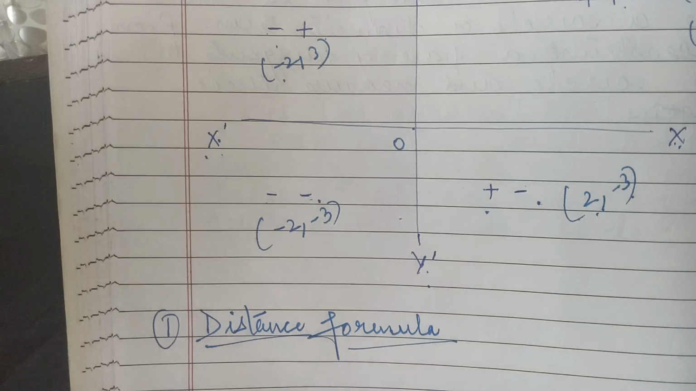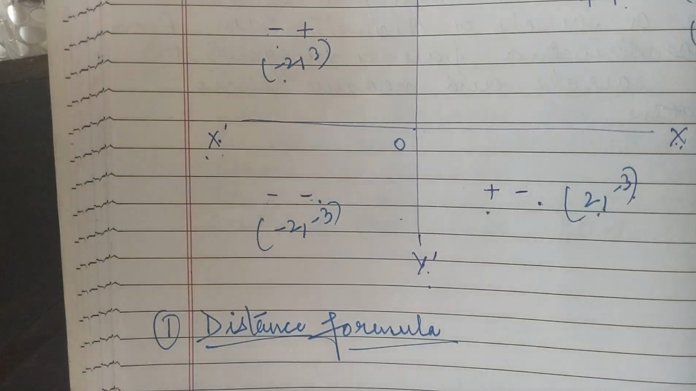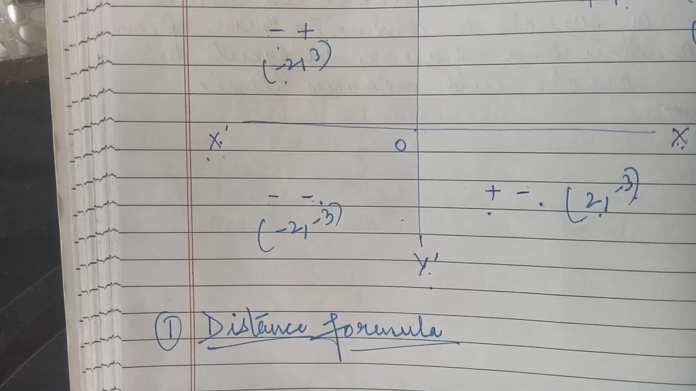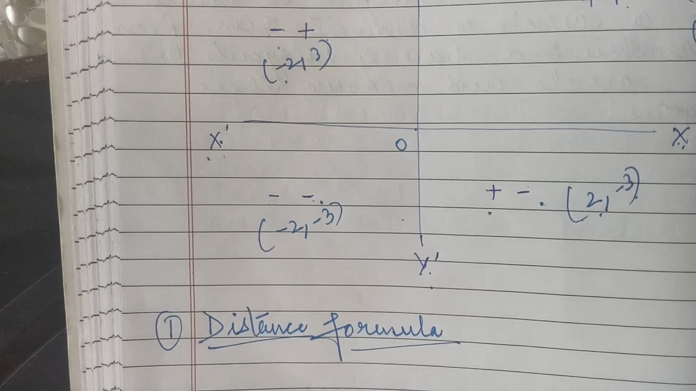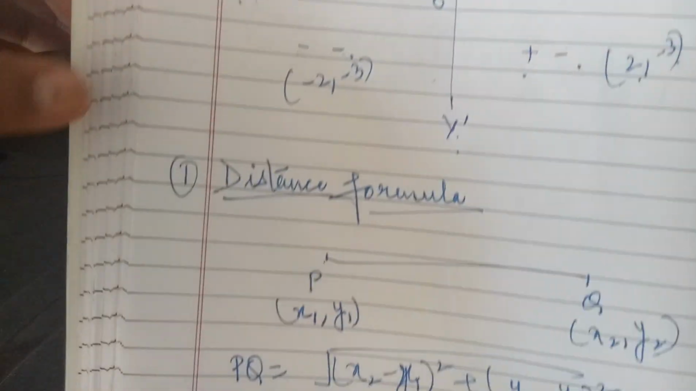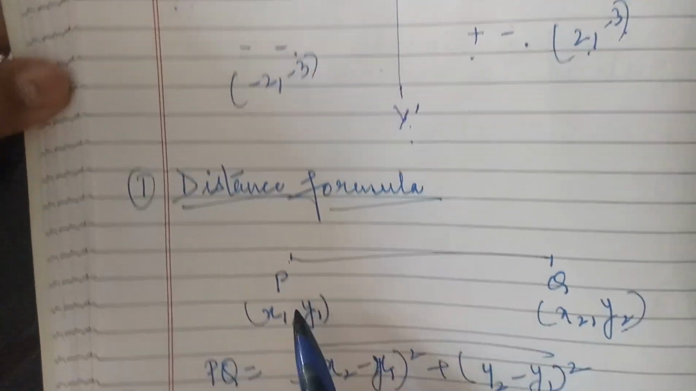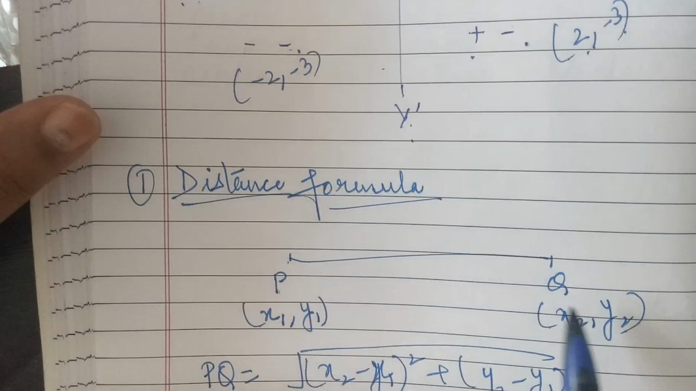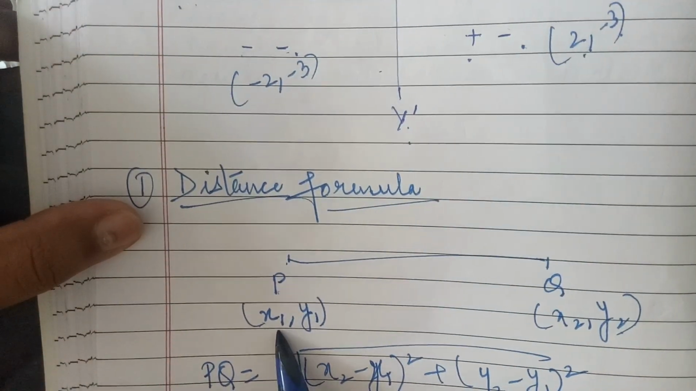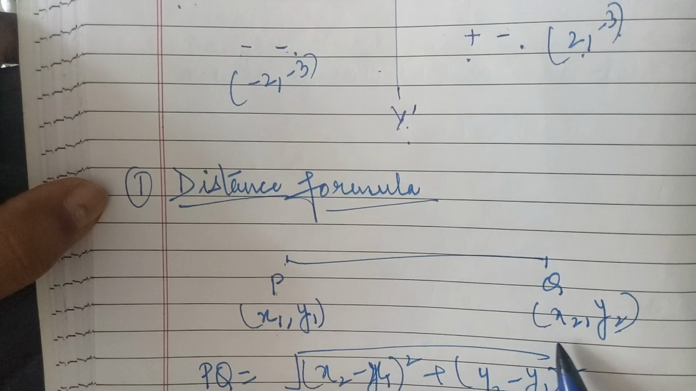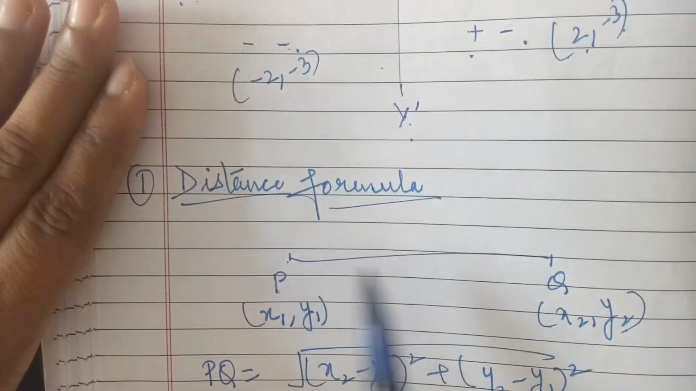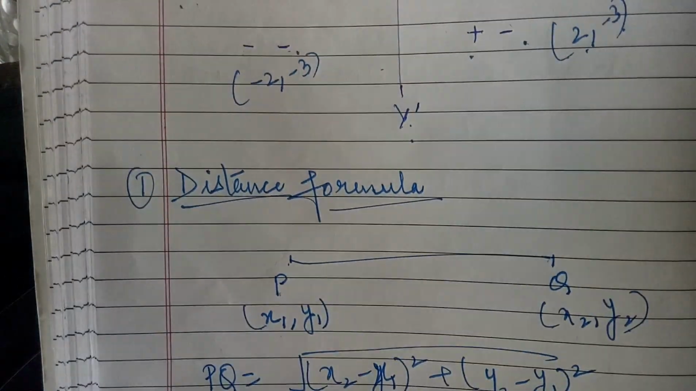Let me come to the first formula. The first formula is the distance formula, as it sounds, distance formula. Distance formula means that we have to find the distance between 2 points. So let's see how we can do it directly. Here one point is P and another point is Q. The point P has coordinates x1, y1. The second point Q has coordinates x2, y2. Now we have to find the distance between P and Q.